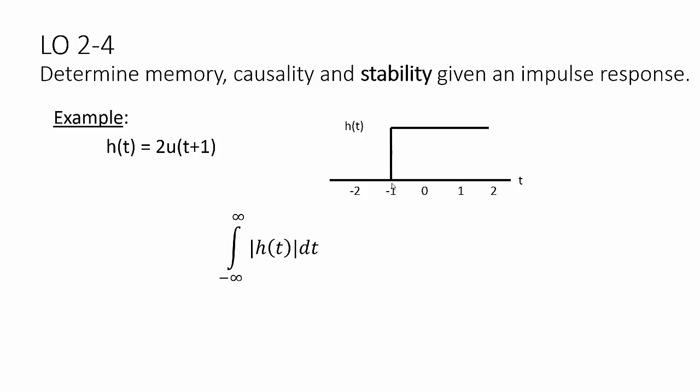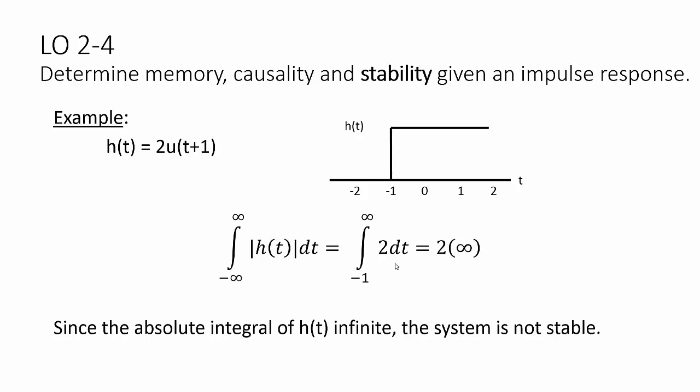Another example. h of t is 2 u of t plus 1. Is this system stable? Take the integral of our absolute value. Because it starts at time negative 1, our limits of integration change from minus infinity to infinity to negative 1 to infinity. Our amplitude is 2. Integrate, and we get 2 times infinity. Since the absolute integral of h of t is infinite, the system is not stable.